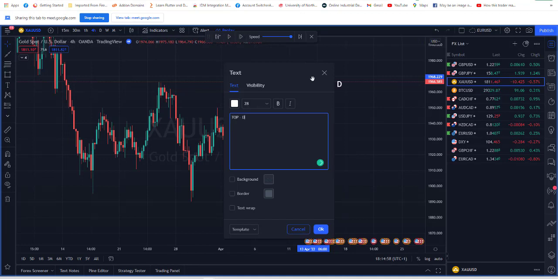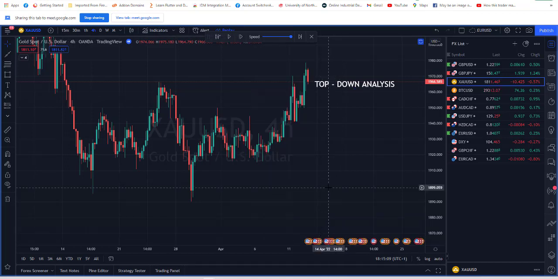Top-down analysis. Okay, good. So the top-down analysis. What that top-down means is you come all the way from the monthly to the weekly to the daily to the 4 hour, then to that time frame that you want to take a trade on.